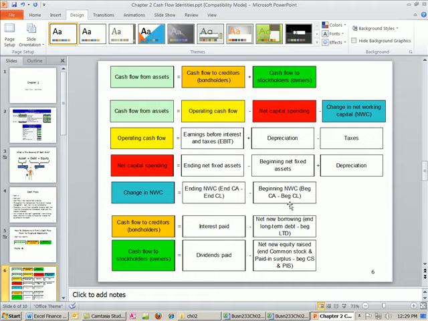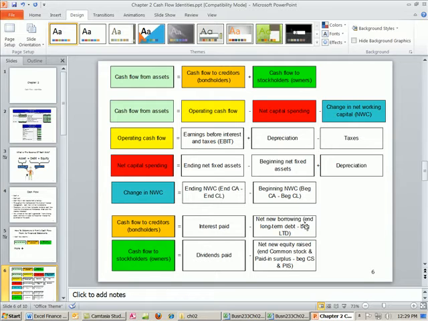Begin current assets minus begin current liabilities. All right, so now once you have those, you plug them in here, and that gives you cash flow from assets. Cash flow from bondholders and creditors are pretty straightforward. We have to pay interest, right? So that's a cash flow to the creditor.